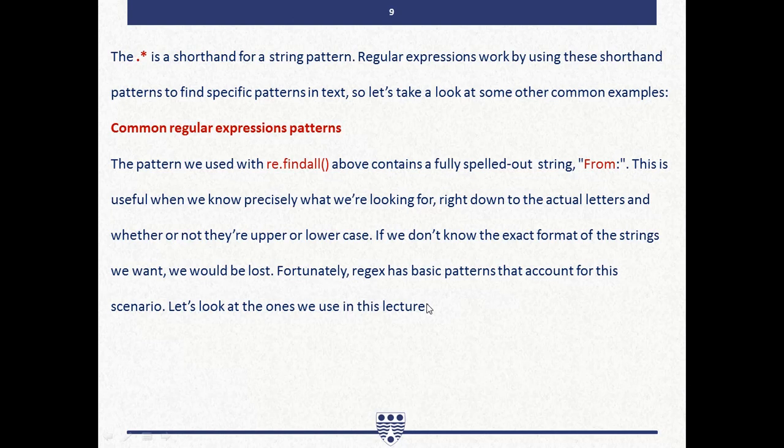Now, you saw previously that we use some attributes like the from, okay? Now, using this is very useful if you know precisely how the information you're looking for started.